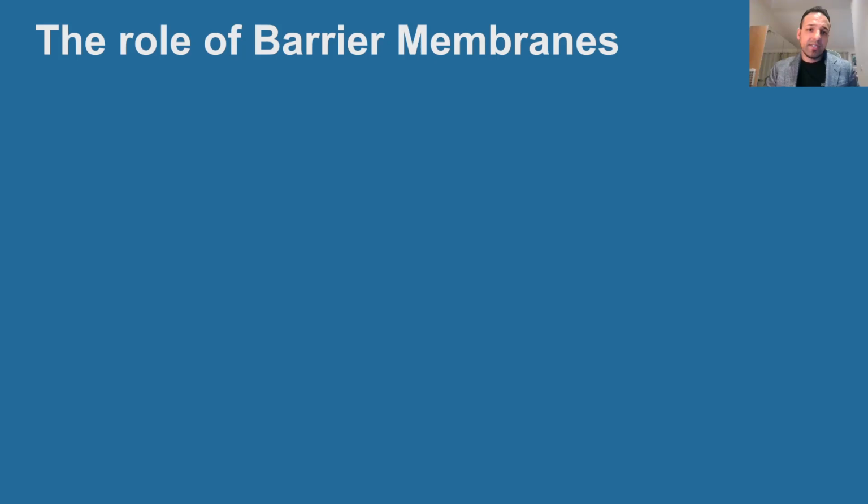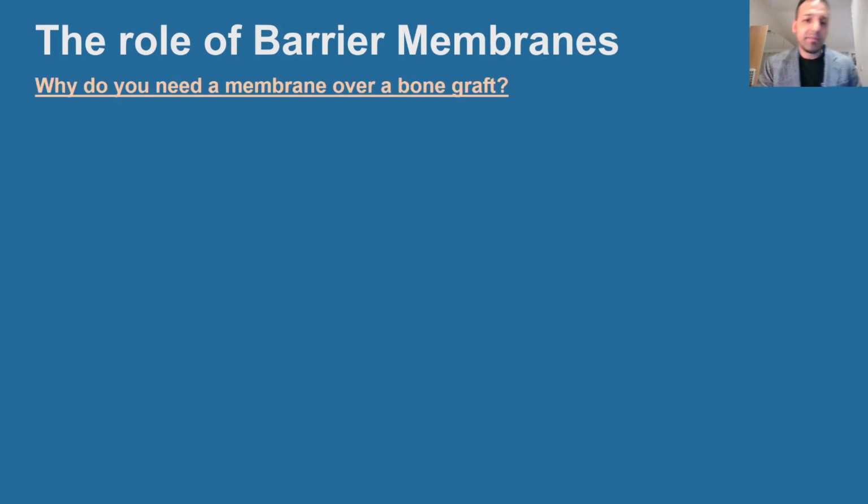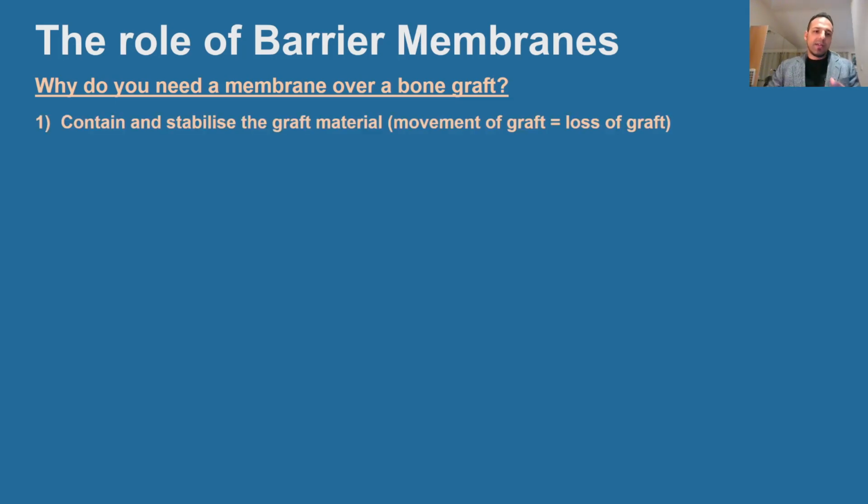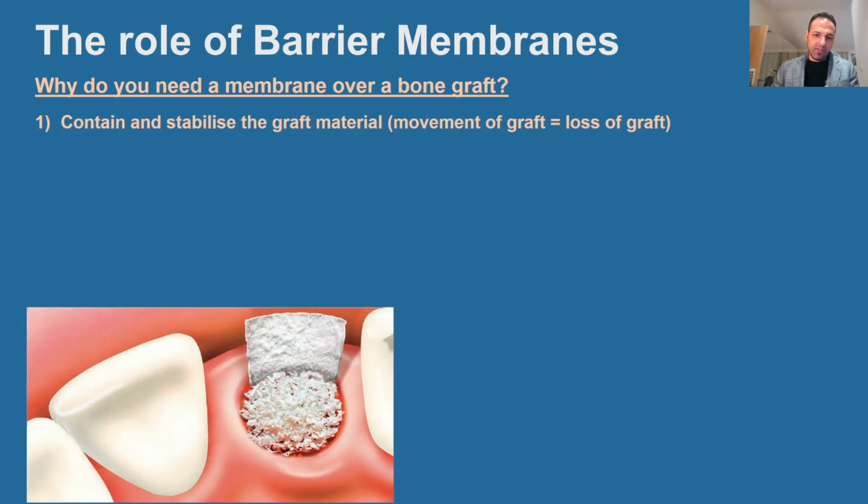So, the role of barrier membranes. Okay, let's talk about barrier membranes. Why do you need a membrane over a bone graft? Well, if you think about it, we need to contain and stabilize the graft material. This is showing you that the bone graft has gone in. We need to contain that bone graft to stop it spilling out. This membrane can go over the top or even inside the buccal bone in order to stop it going out through a fenestration. We need to contain and stabilize that graft material because we know that any micro movements of the graft material will result in loss of the graft.